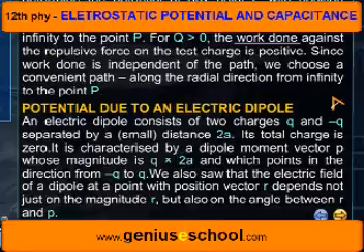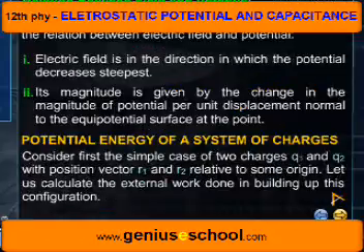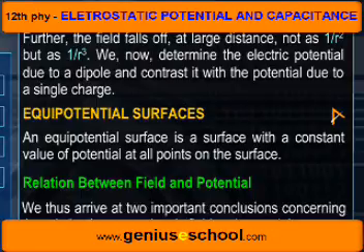We also saw that the electric field of a dipole at a point with position vector r depends not just on the magnitude r but also on the angle between r and p. Further, the field falls off at large distance not as 1 by r squared but as 1 by r cubed. We now determine the electric potential due to a dipole and contrast it with the potential due to a single charge.